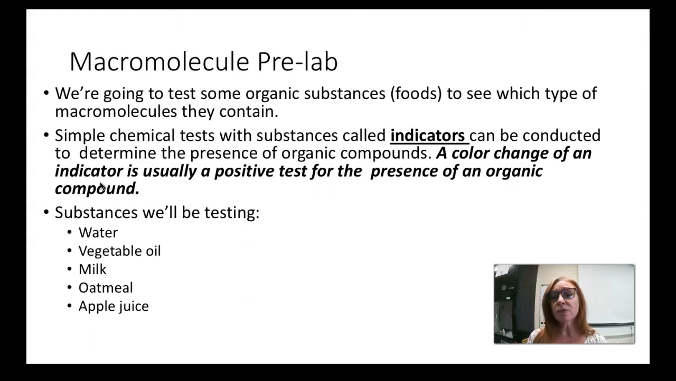So the tests that we do in biochemistry use chemicals called reagents or indicators. Indicators change color when they encounter specific macromolecules. Okay, so again, I'm going to pause this really quickly, and I'm going to turn the camera so you can see the actual lab. Okay, hold on.